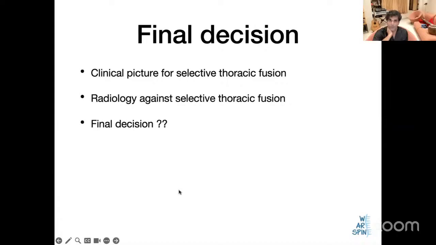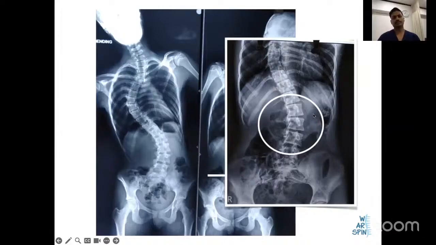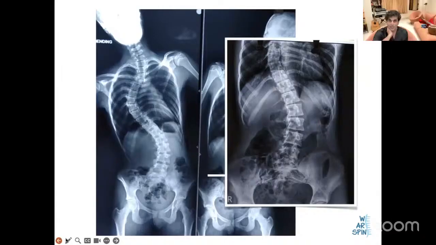Can you go back to the X-ray? One slide before. We can have that in front of us when we are thinking. You can take away one more slide before, so we can just see the big films.